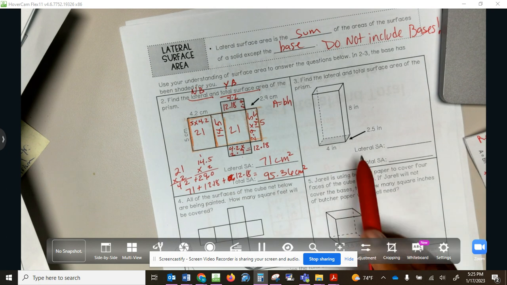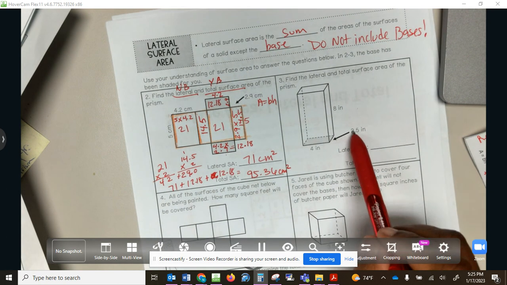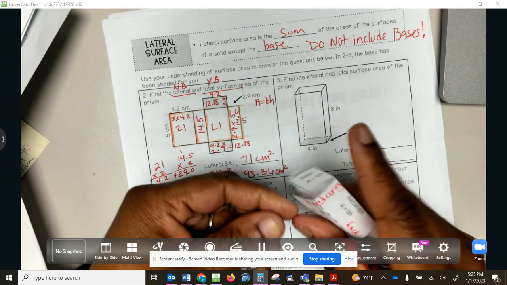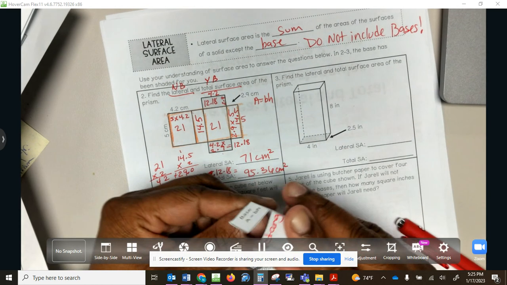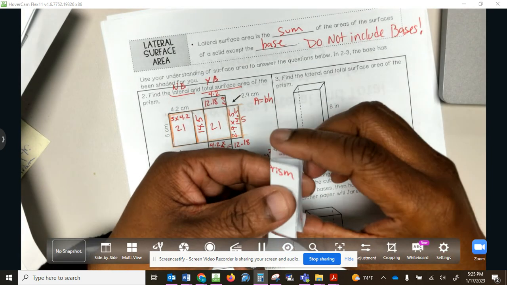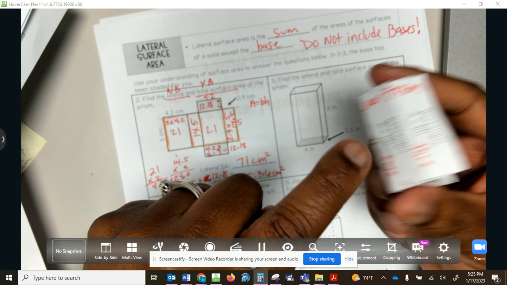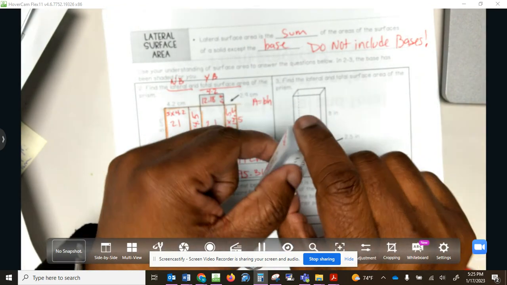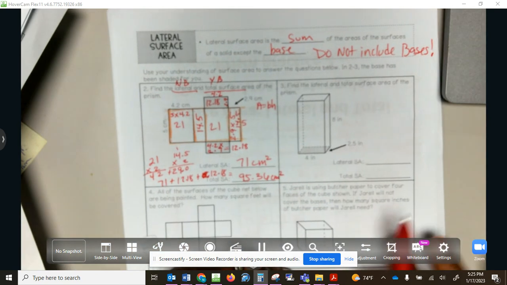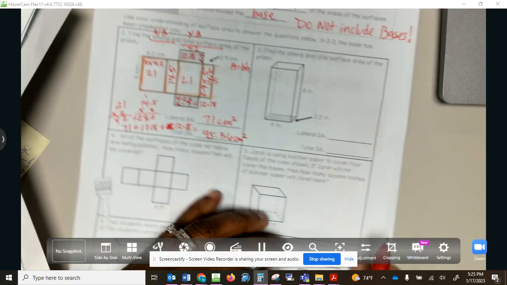Now let's go ahead and talk about over here. What happens if I see it as a rectangular prism? Think about how many sides are on a rectangular prism. If I'm talking lateral of a rectangular prism, how many lateral sides are there? 1, 2, 3, 4. There are 4 sides, 2 of each type.